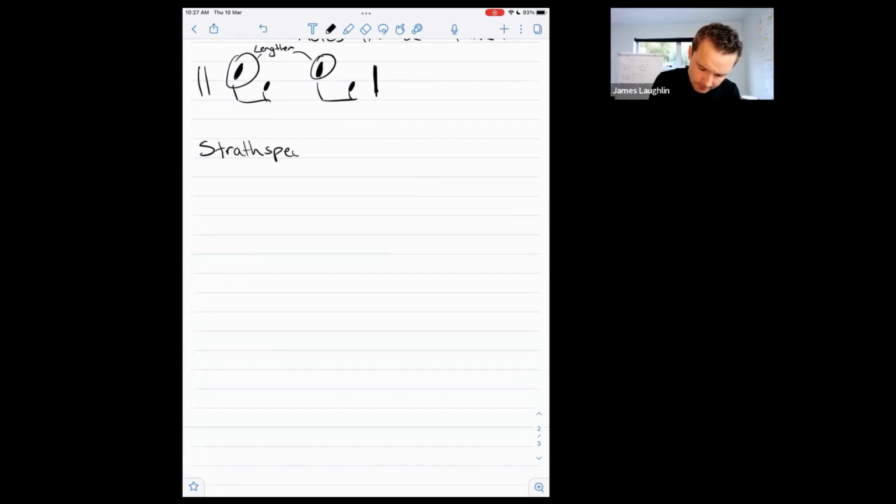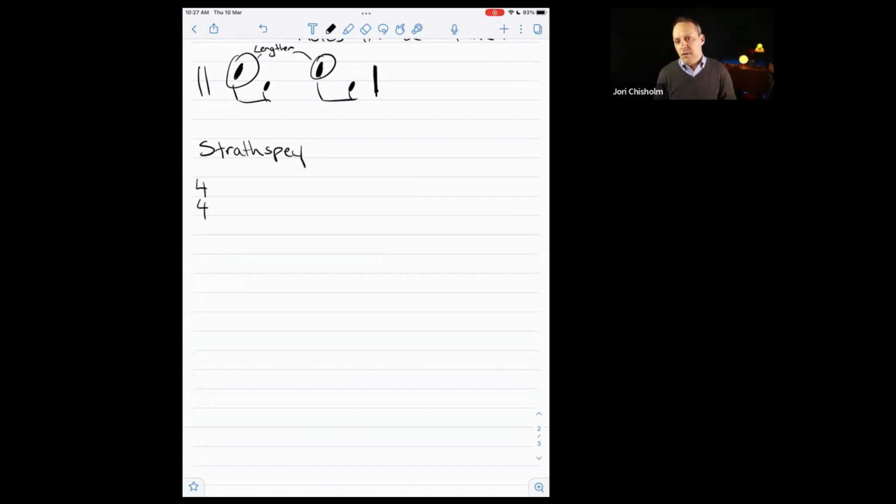So a Strathspey is 4/4, 4 quarter notes per bar. And the simplest form would be 4 quarter notes. Now, what's different between a Strathspey and a 4/4 march, like Scotland the Brave, or one of these other 4/4 marches that we know, one of the things is that Strathspeys are going to be way faster, right?